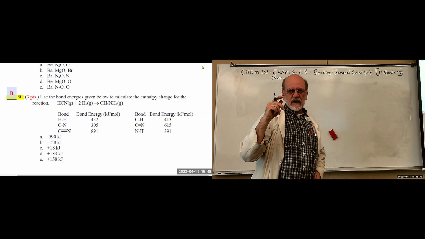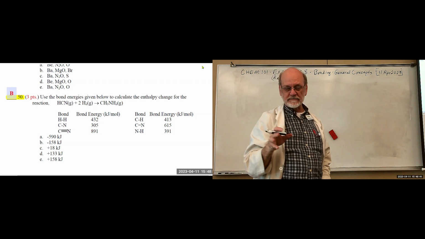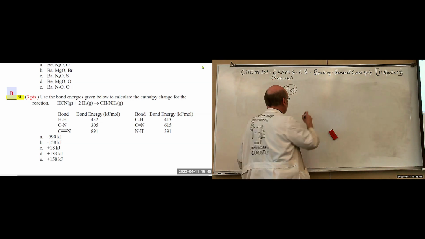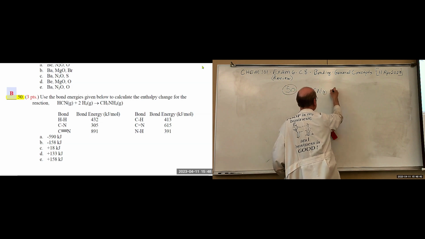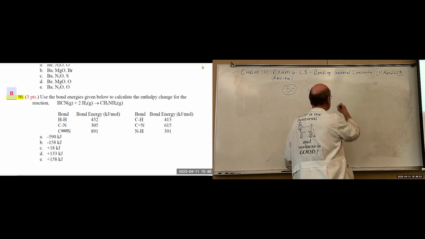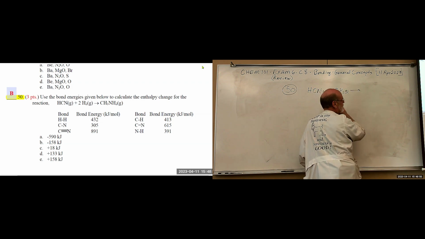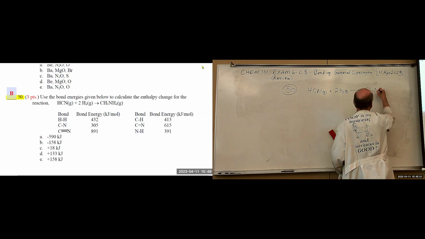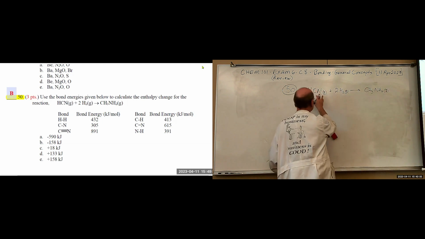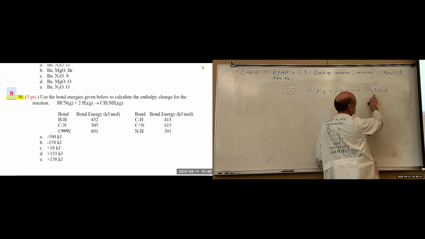All right. Use the bond energies given below to calculate the enthalpy change for the reaction. Okay, let's write the reaction first. HCN gas plus 2 H2 gas yields CH3NH2. That's hydrogen cyanide, that's hydrogen gas, and this is methylamine.